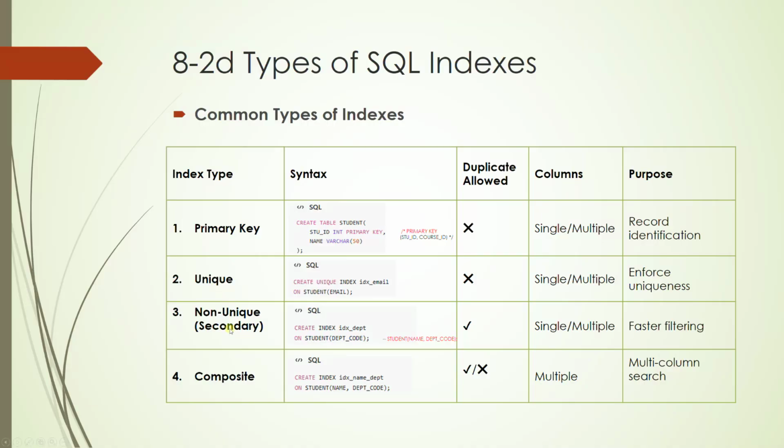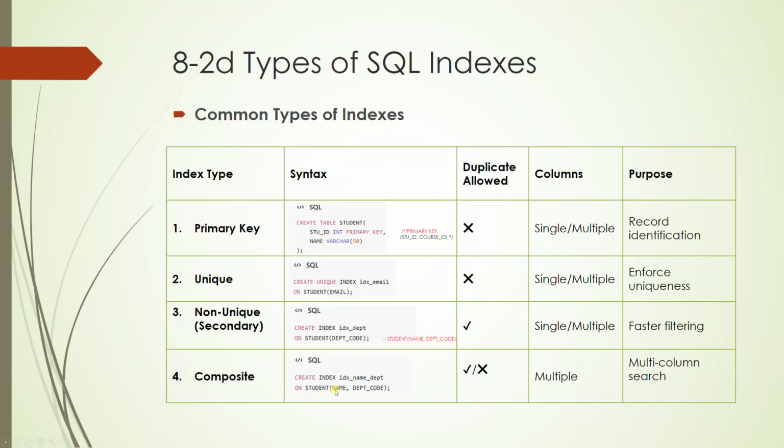Another type is non-unique. What is the difference between unique and non-unique? Non-unique is also called secondary. The difference between these two is that when we don't use this unique command, it means that multiple department codes could be entered, and we can also apply it on multiple columns. And the last one is the composite index.